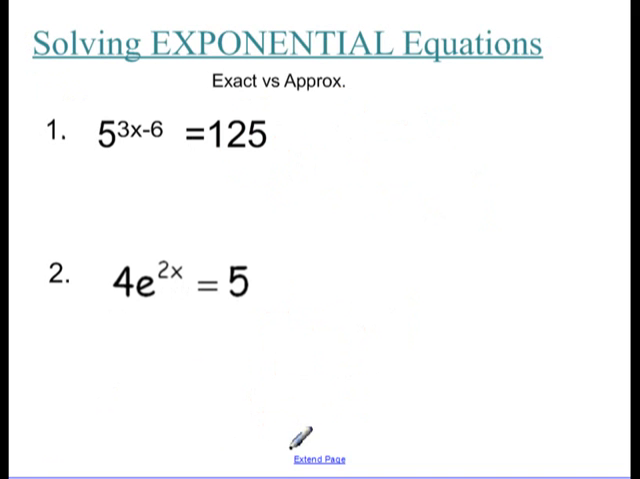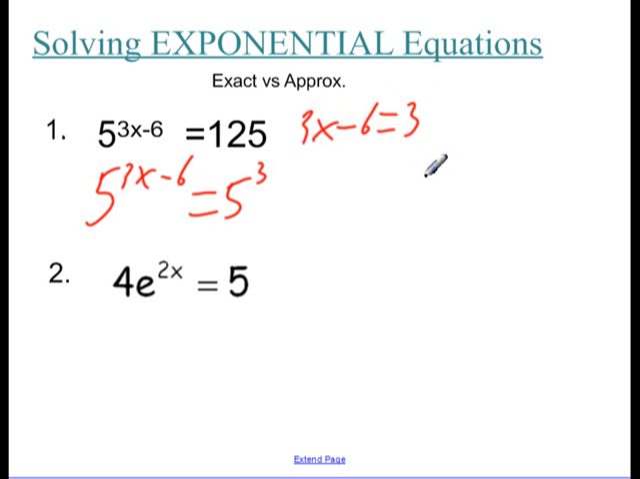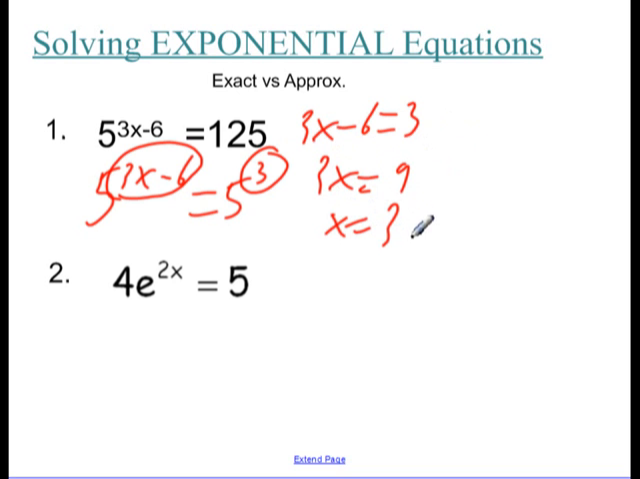Here we go. So same kind of concept here with this first one. Two ways to solve that. One way, again, if you recognize that 5 and 125 are both powers of 5, you can rewrite this as 5 to the 3x minus 6 equals 5 to the third power. If you happen to recognize that 5 to the third is 125, then you simply have to solve the equation 3x minus 6 equals 3. Because again, that exponent and that exponent need to be the same in order for that equation to be true. And you get a pretty simple equation. 3x is 9 and x equals 3.